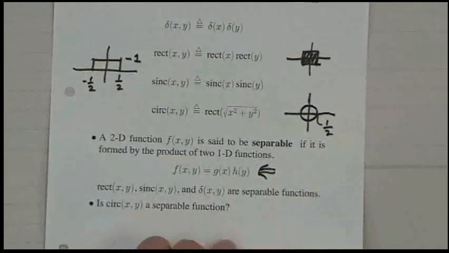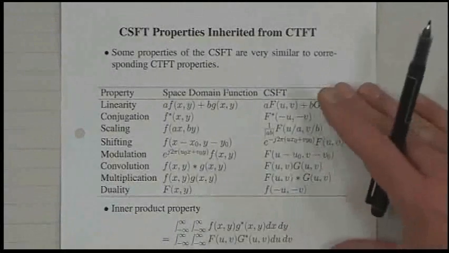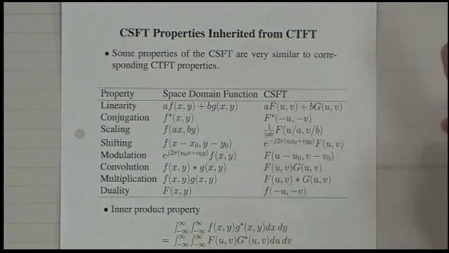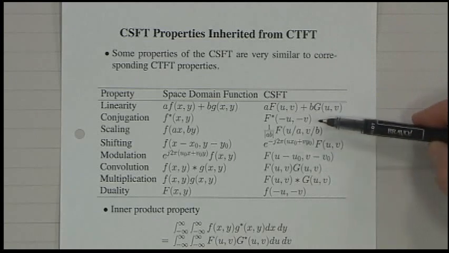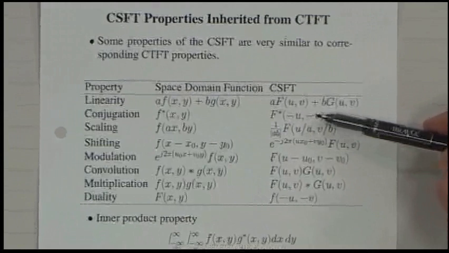Yeah, so this is going to come up later because it's very important in some properties of the 2D Fourier transform. Some of the continuous space Fourier transform properties are direct extensions of the continuous time Fourier transform. So they're sort of the obvious thing to do, okay? And I listed them on this page. So linearity is pretty much the same, and conjugation is pretty much the same. The only thing you have to be careful about here is that you have to reverse in both u and v, and that's going to come up later.